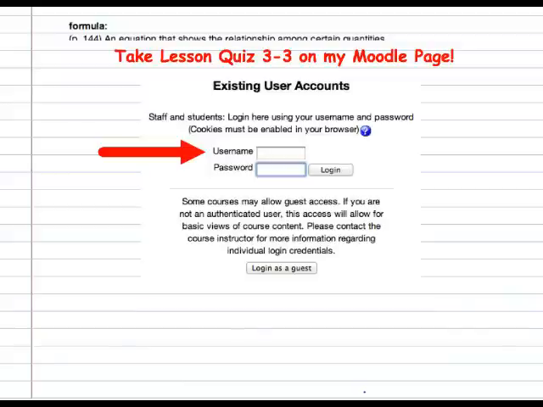The only vocabulary in this lesson is formula, which is an equation that shows the relationship among certain quantities. The example they used in this lesson was distance equals rate times time.